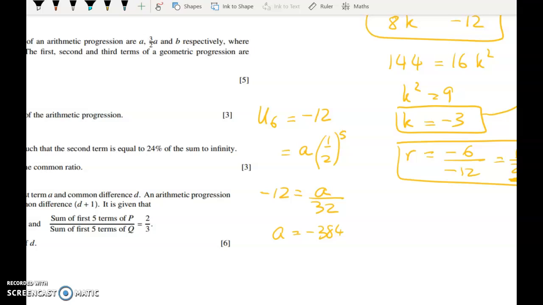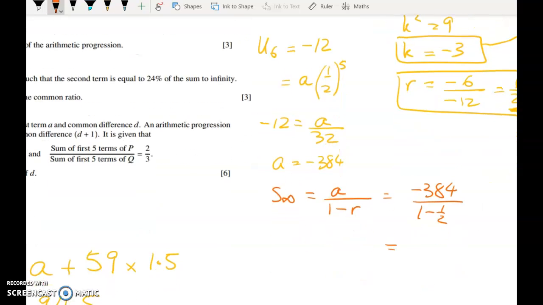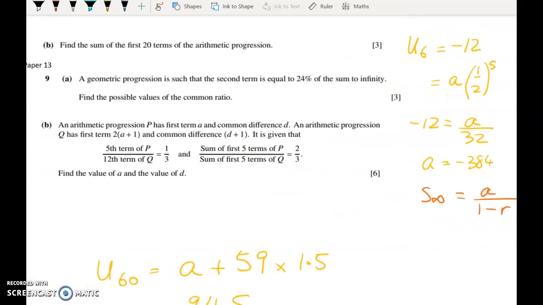All that's left to do now is to apply the sum to infinity. So the sum to infinity will be a over 1 minus r, which is negative 384 over 1 minus 1/2, which works out to be 2 times that, so negative 768. So that's that question done.